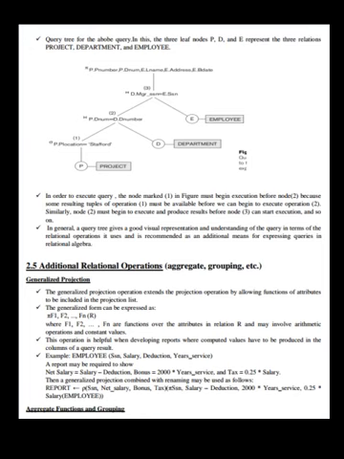Generalized projection. The generalized projection operation extends the projection operation by allowing functions of attributes to be included in the project list. The generalized form can be expressed as follows. See here, where f1, f2, up to fn are functions over the attributes in relation R and may involve arithmetic operations and constant values. This operation is helpful when developing reports where computed values have to be produced in the columns of a query result. See the example here. A report may be required to show, see here.